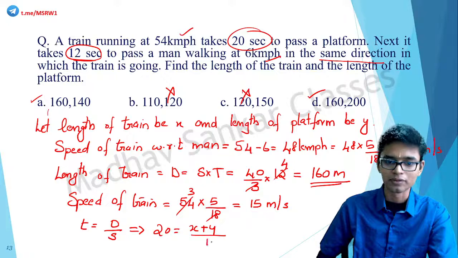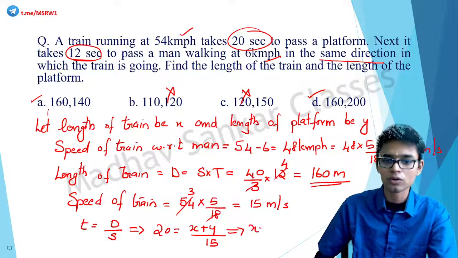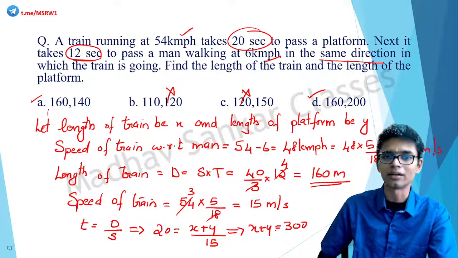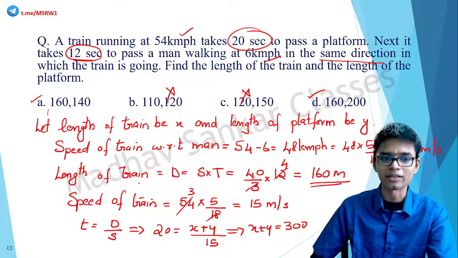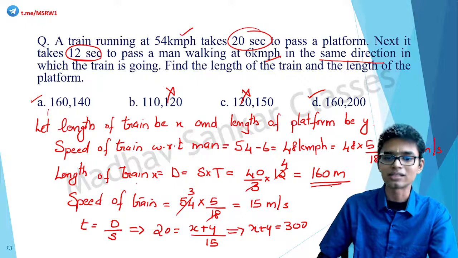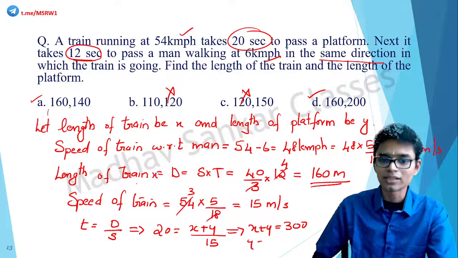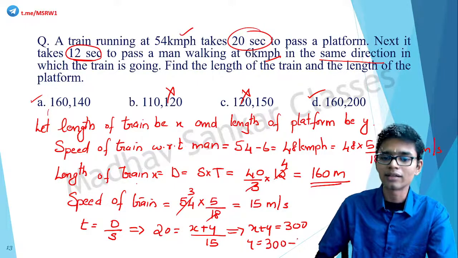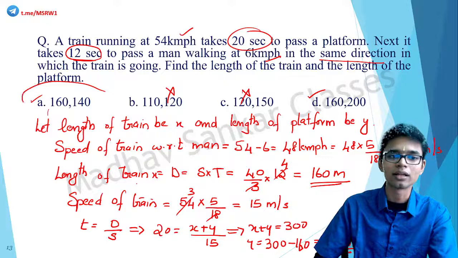15. Correct? We know the value of x plus y is equal to 300. Okay, 20 into 15, 300. We know the value of x already, the length of the train, which is given by x, correct, is equal to 160. So y is equal to 300 minus 160, which is equal to 140 meters. That is option A.